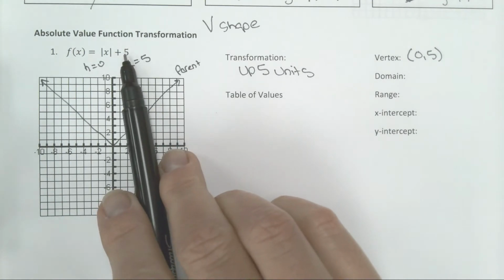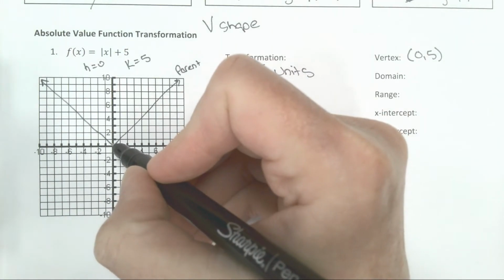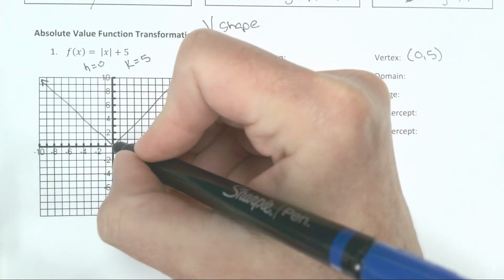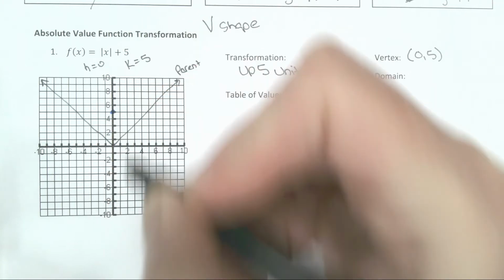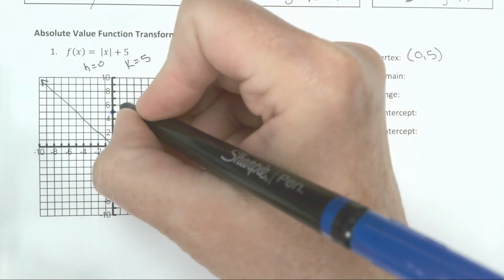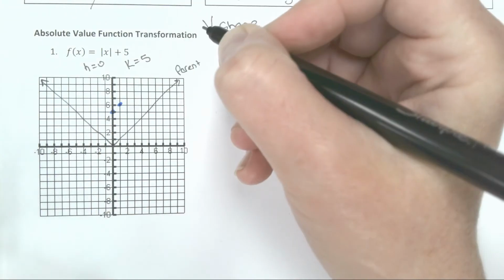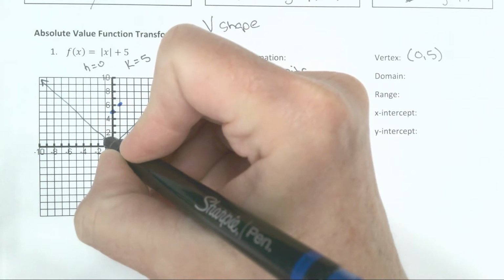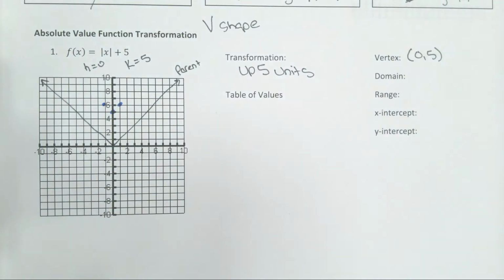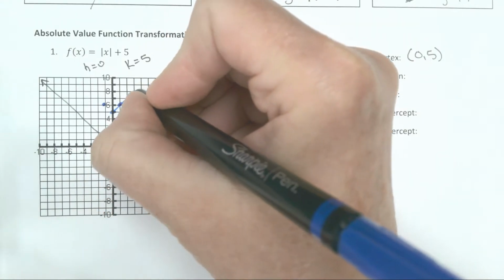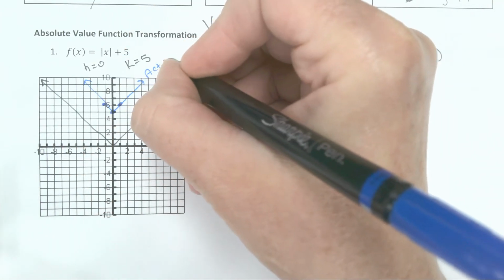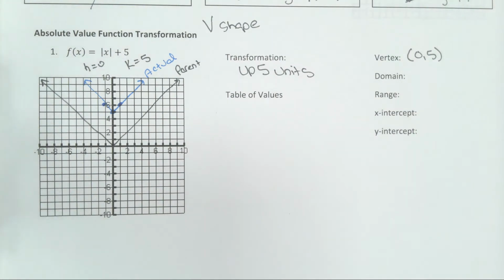When your graph goes up 5, it's as if you take every single point and they all shift up 5. So my vertex that was at 0, 0, it shifts and it's now at 0, 5. This point that was at 1, 1, it shifts up and now it's at 1, 6. Its mirror point back here at negative 1, 1, it shifts up and now it's at negative 1, 6. So this is what my new actual graph will look like.